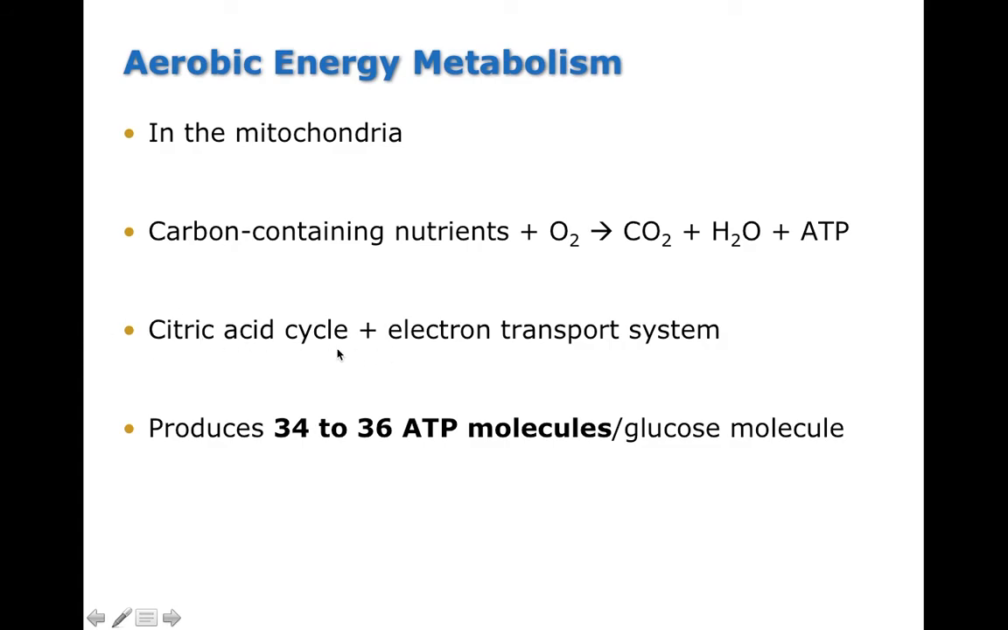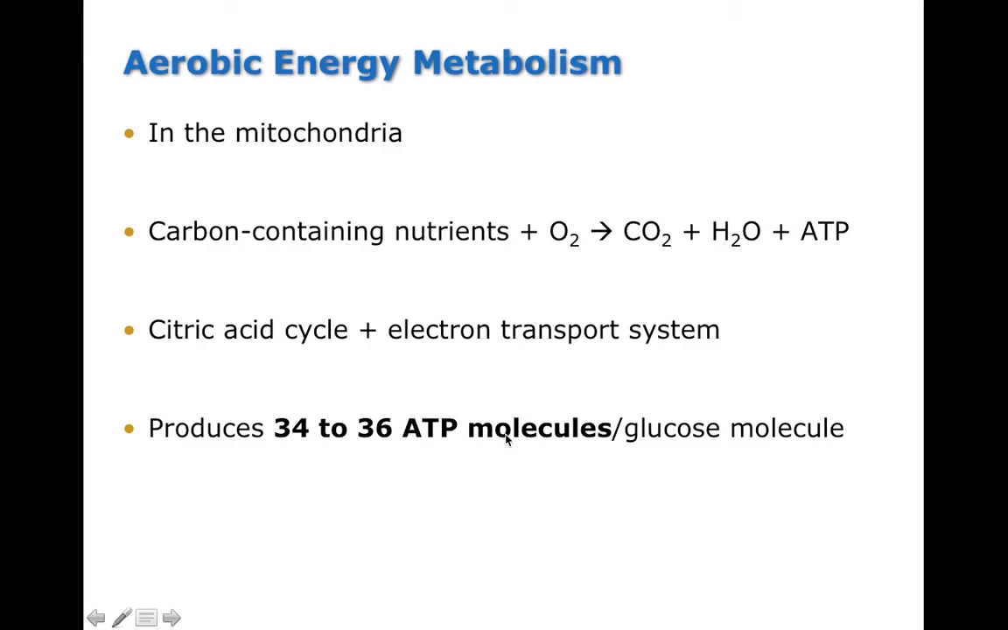Now, the citric acid cycle occurs within your mitochondria as well as your electron transport chain. Carbon-containing molecules feed into your citric acid cycle, which then gives you things like carbon dioxide. But you also get high energy carrying molecules like NADH and FADH2, which can deliver some of these electrons to the electron transport chain. And your electron transport chain can then help set up a chemical gradient to make a lot more ATP. So what's interesting is that under oxygen conditions, you can get 34 to 36 molecules of ATP per glucose.